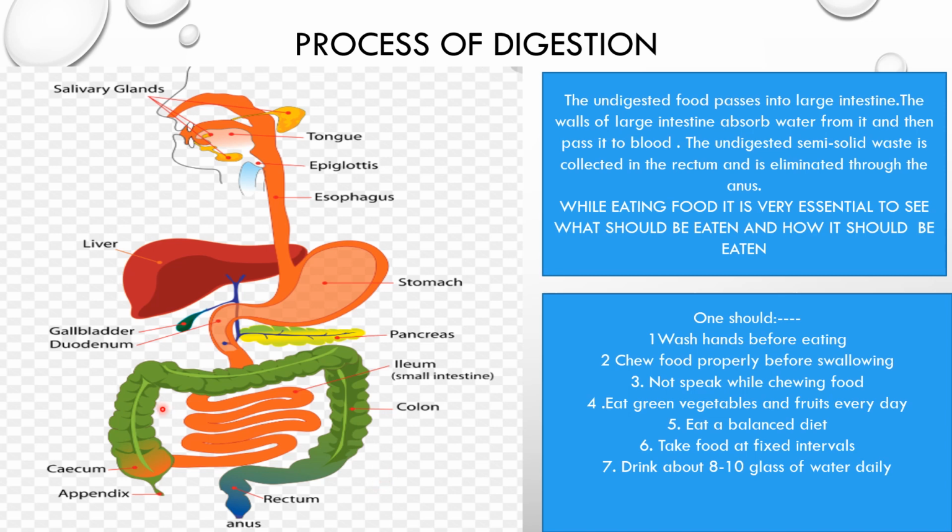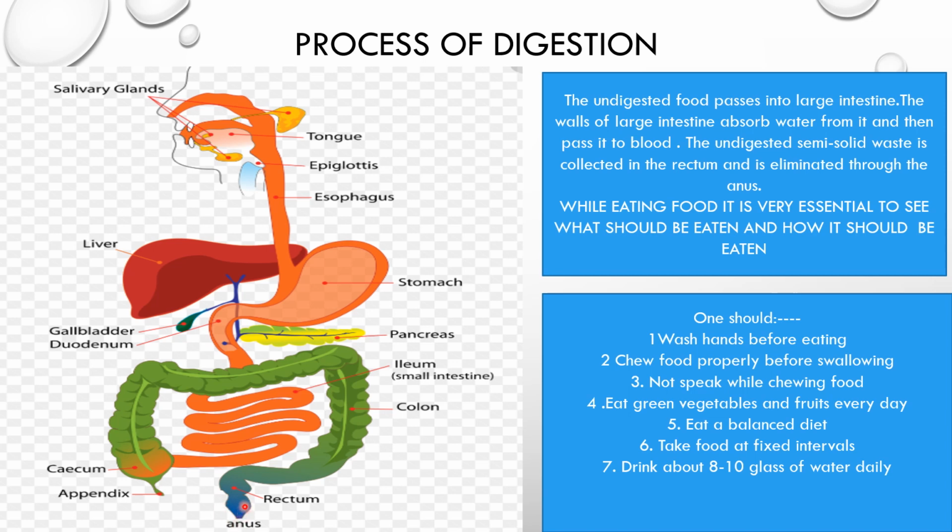The undigested food passes into the large intestine. The walls of the large intestine absorb water from it and then pass it to the blood. The undigested semi-solid waste is collected in the rectum and is eliminated through the anus.